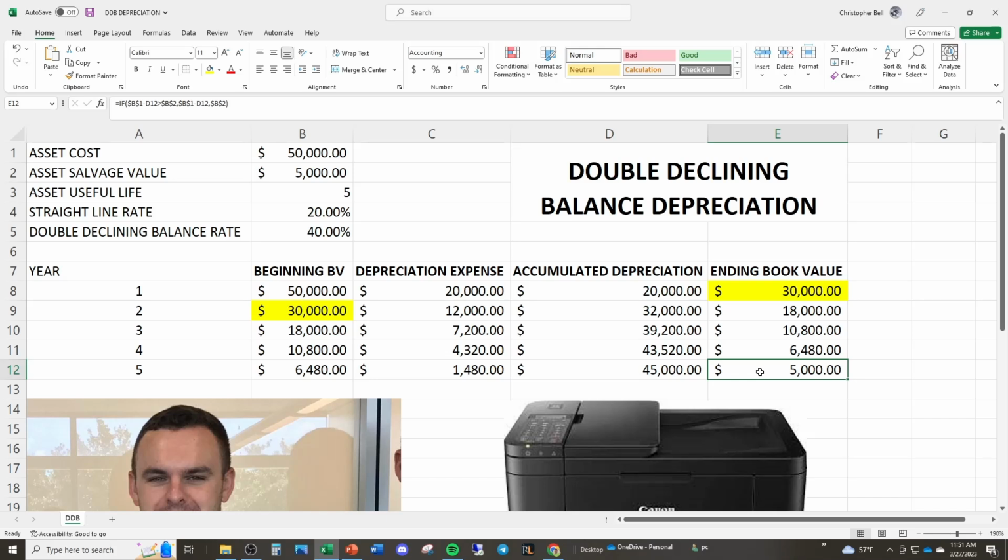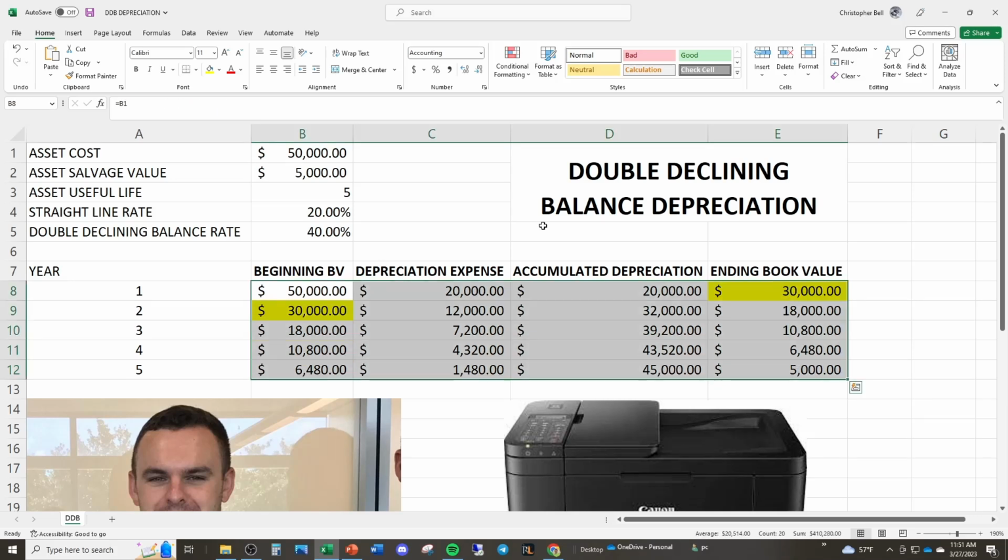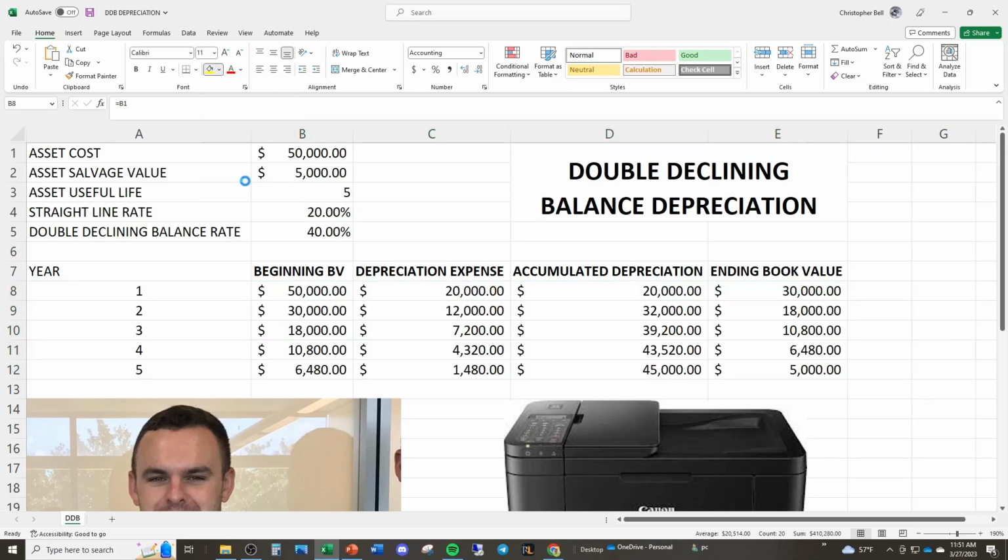That's basically double declining depreciation. You're taking more depreciation up front, but you have to keep in mind, overall, your total depreciation, whether you use straight line or sum of the year's digits or whatever, it's still going to result in you having an ending book value equivalent to the salvage value. Hopefully that makes sense. Hopefully you learned something.